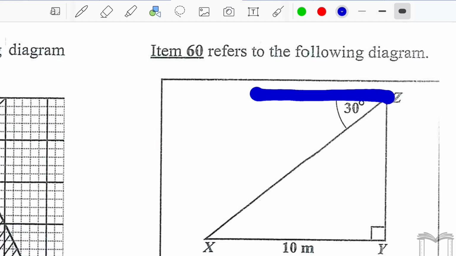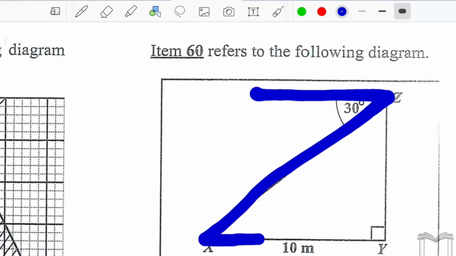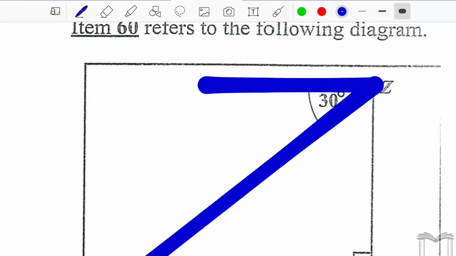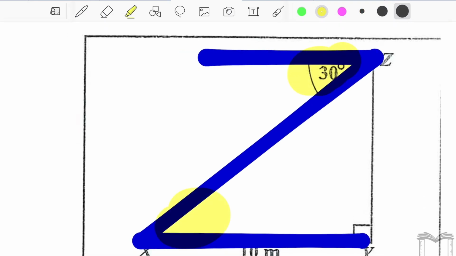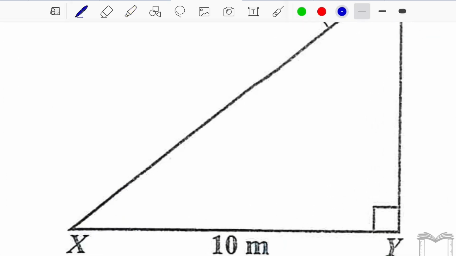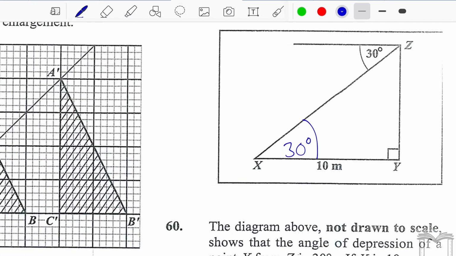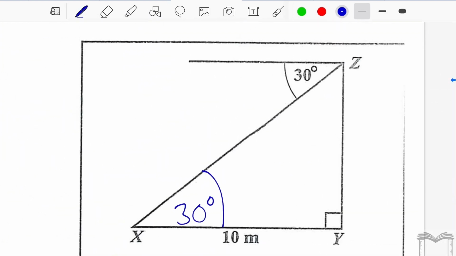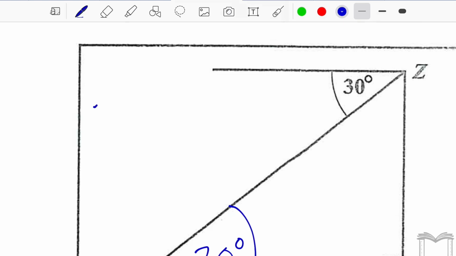So here, let me make this bigger. Here we have an alternate angle, or some persons say Z angle. So the 30 degrees here would be 30 degrees here as well, based on that rule. So this is 30 degrees. We know the formula. Tan theta is equal to opposite over adjacent. So let's write that here.